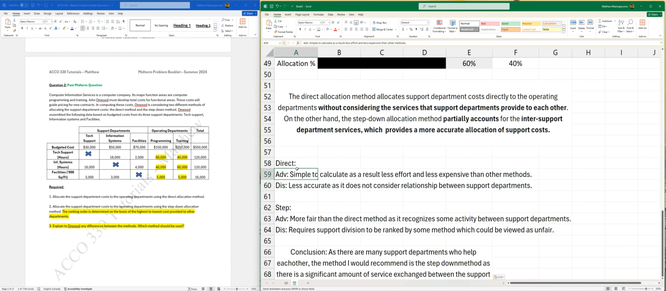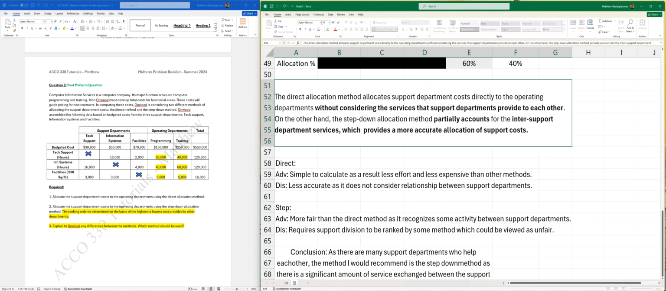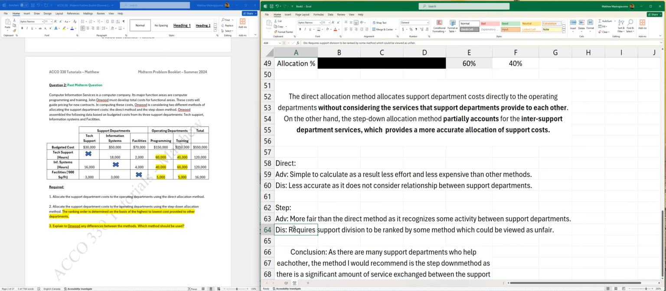For the direct method, I wrote simple to calculate as it requires less effort and is less expensive than other methods. The disadvantage is it's less accurate, does not consider the relationship between support departments. Now for the step-down method, more fair than the direct method as it recognizes some activity between support departments. It partially accounts for inter-support department services, like we mentioned up here, but requires support divisions to be ranked by some method, which could be viewed as unfair.